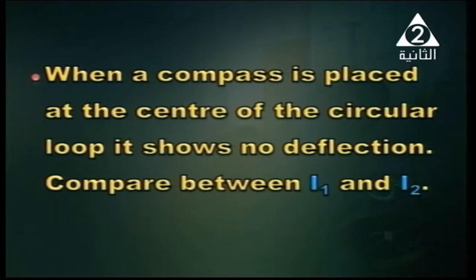When a compass is placed at the center of the circular loop, it shows no deflection. We want you to compare between I1 and I2. What does it mean that a compass shows no deflection? It means the total magnetic field at this particular point is 0. So the fields cancel out.